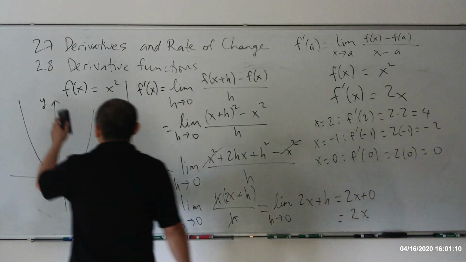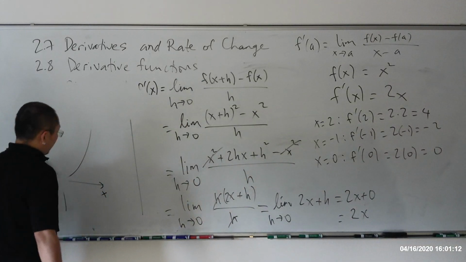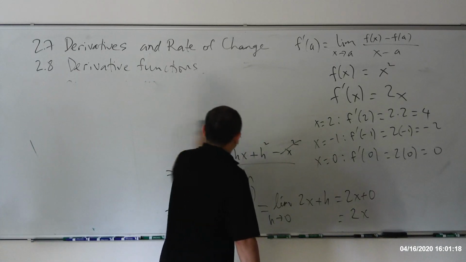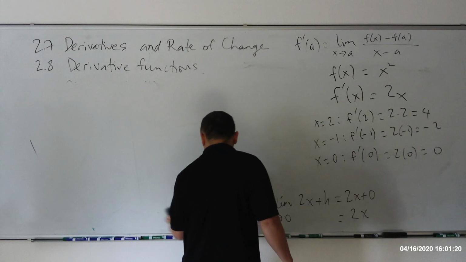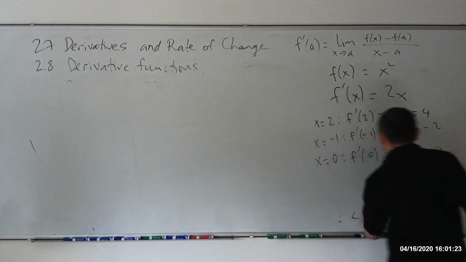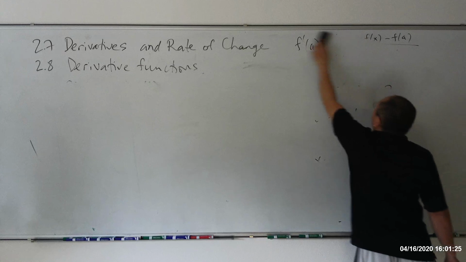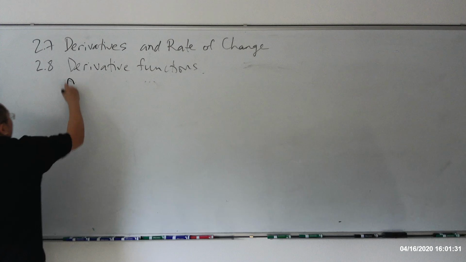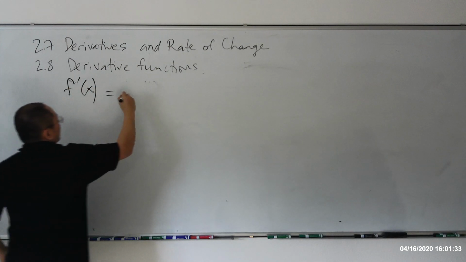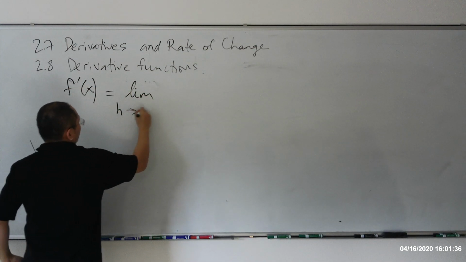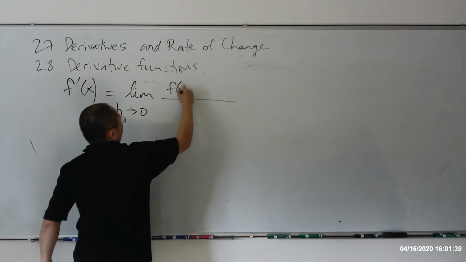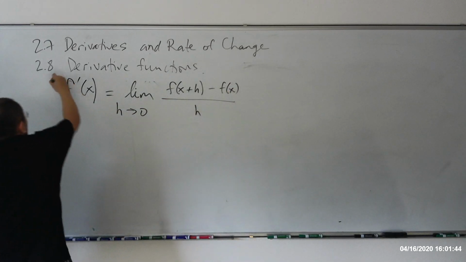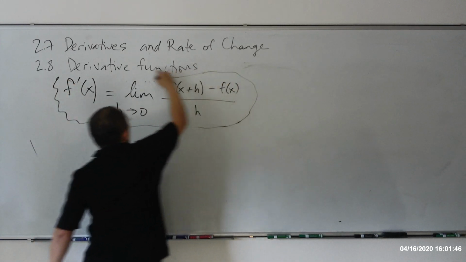Let me just make up one. Something that we're going to use a technique of multiply by the conjugate, okay? We write a definition in here. F prime of x is the limit as h approaches 0 of f of x plus h minus f of x, over h. Okay, that's our definition. That is the key for our lecture today.